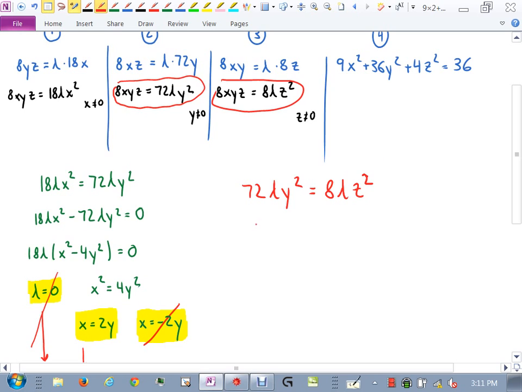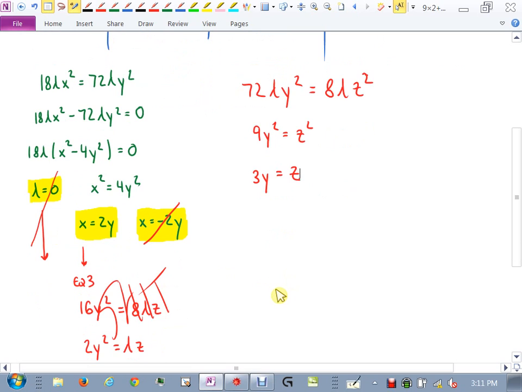If I do that, then divide by 8, I get what? 9y squared equals, oh, wait, yeah, that's right, z squared, which means that 3y equals z. Why am I not doing plus or minus? Because I already want the quadrant, right? So I want my y and my z coordinates to be positive, so I don't have to consider plus or minus. So I've got z is 3y. I've got x was 2y. And now I think I can go to equation 4, can't I?